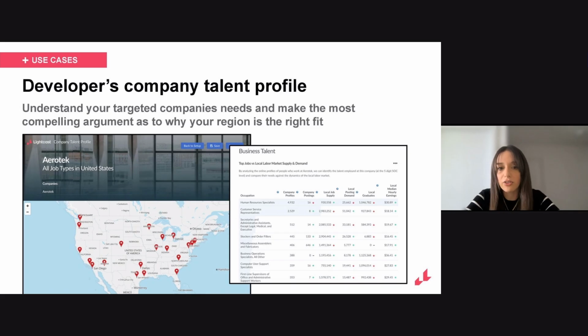It allows you to understand the companies you're targeting and what their needs are, and it allows you to make compelling arguments as to why your region is the best fit for this company. So if we look at Aerotech as an example, using the company talent profile, we're able to see where they're located and what their employee talent currently looks like. This will allow you to measure that against your local labor market supply and demand.